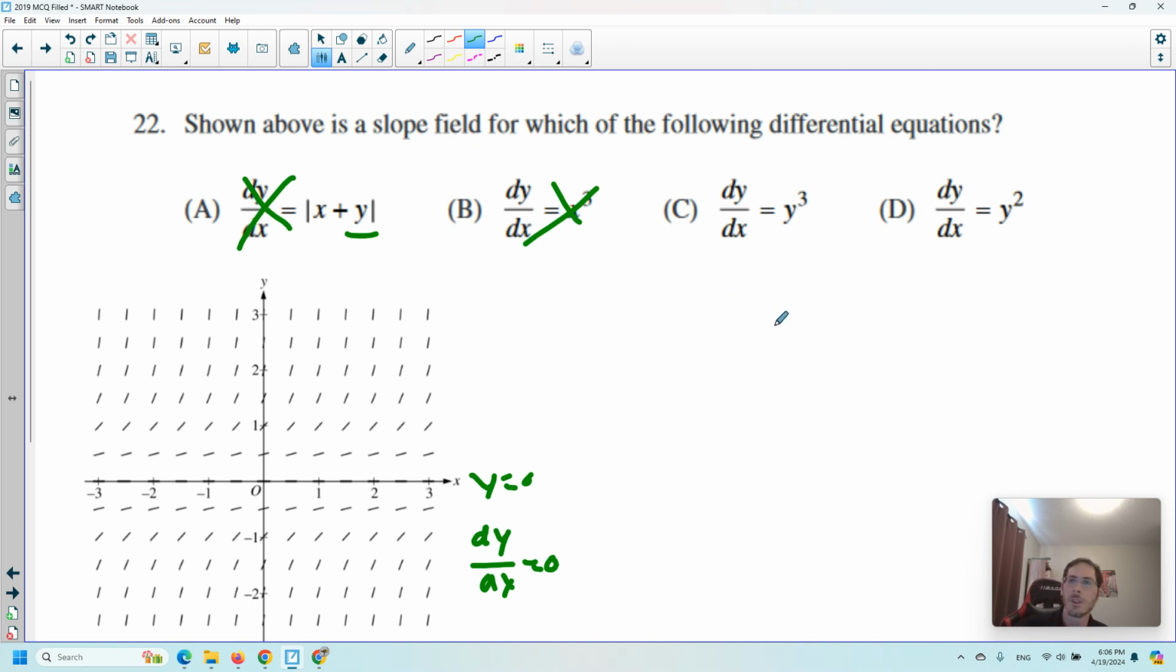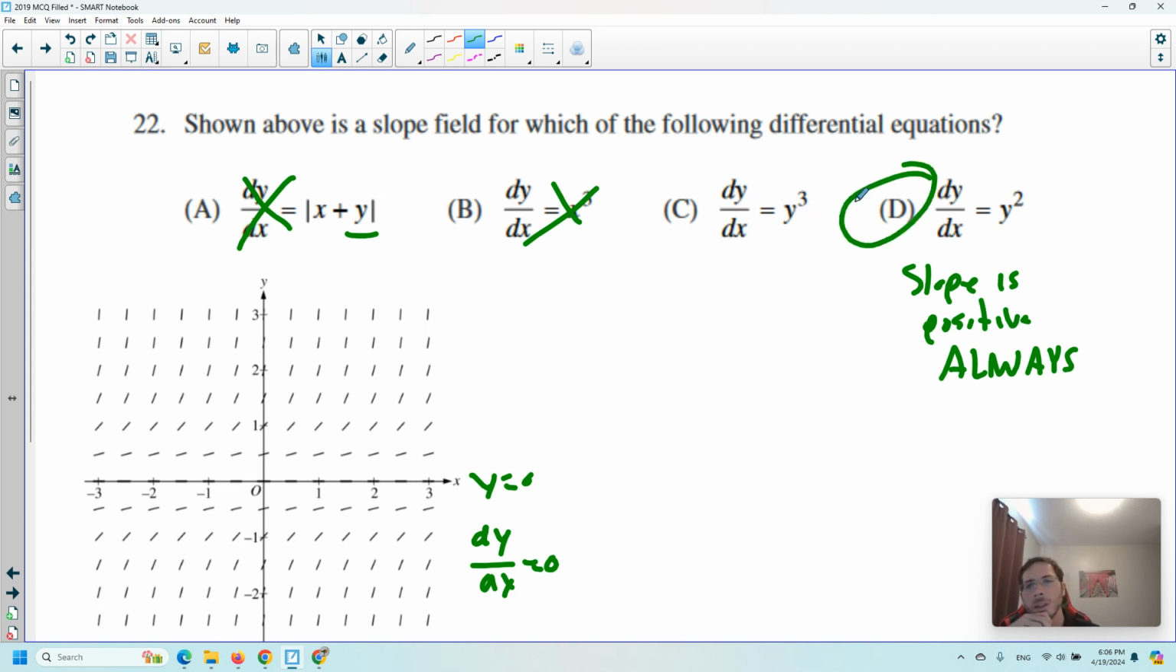All right, so d says the derivative has the same sign. So this means that the derivative is always positive. Slope is positive, always. So let's check it out. Do we always have a positive slope? Yes. Okay, so we're picking D. So there we go, and we're all set. Cool. I think we're good. I think we got it. Moving on.